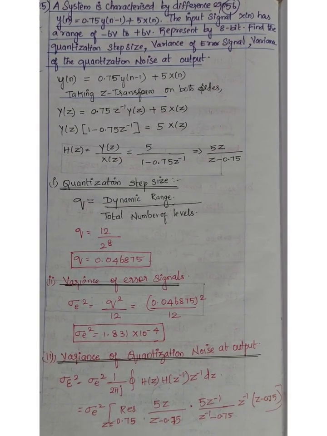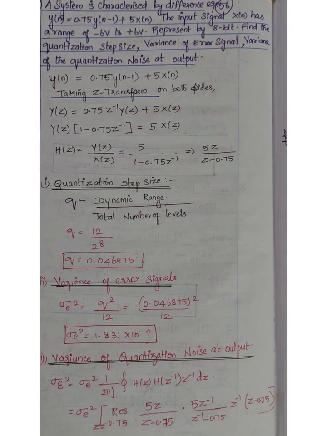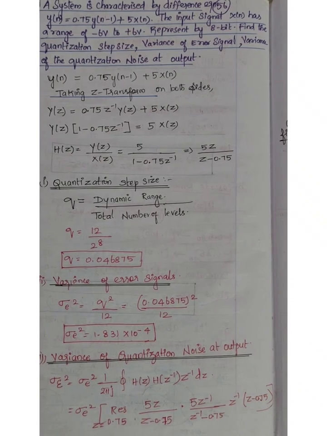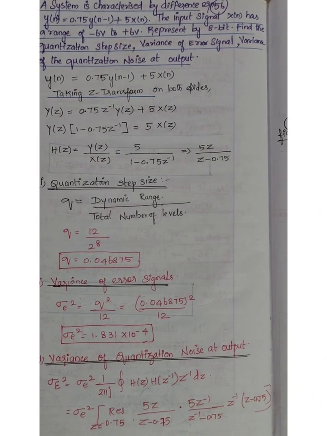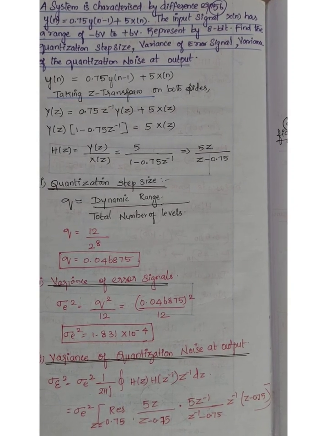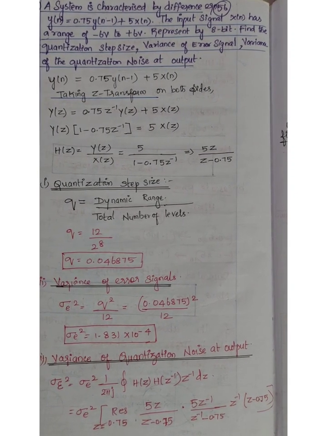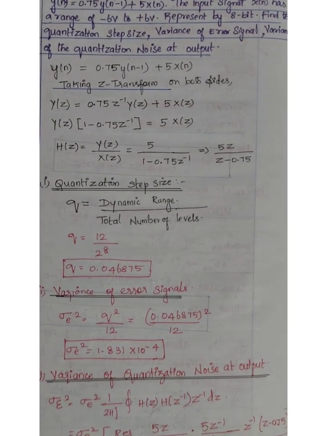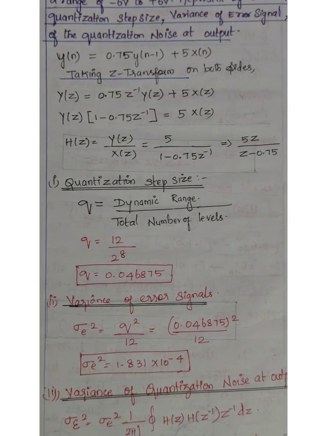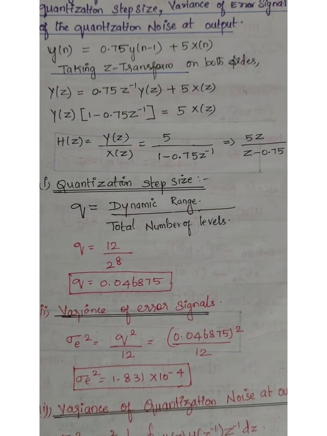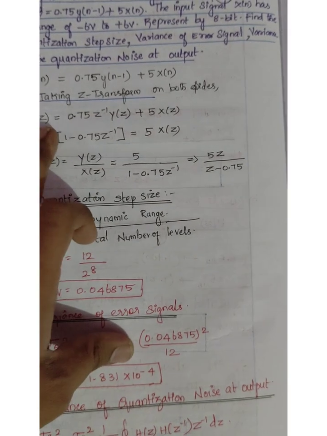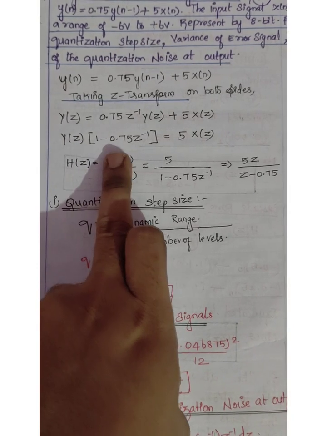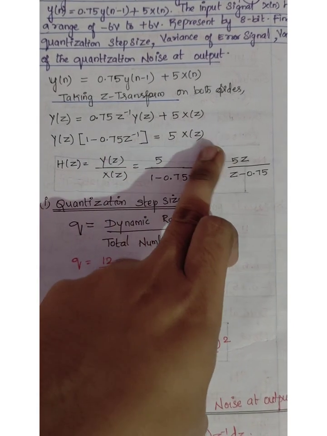Moving to the problem, convert it into the z-transform in terms of z. Apply the z-transform on both sides. So Y(z) = 0.75 z^-1 Y(z) + 5 X(z), since anything with power minus 1 becomes z inverse. Take this Y(z) to this side, so Y(z) is common: Y(z)(1 - 0.75 z^-1) = 5 X(z).